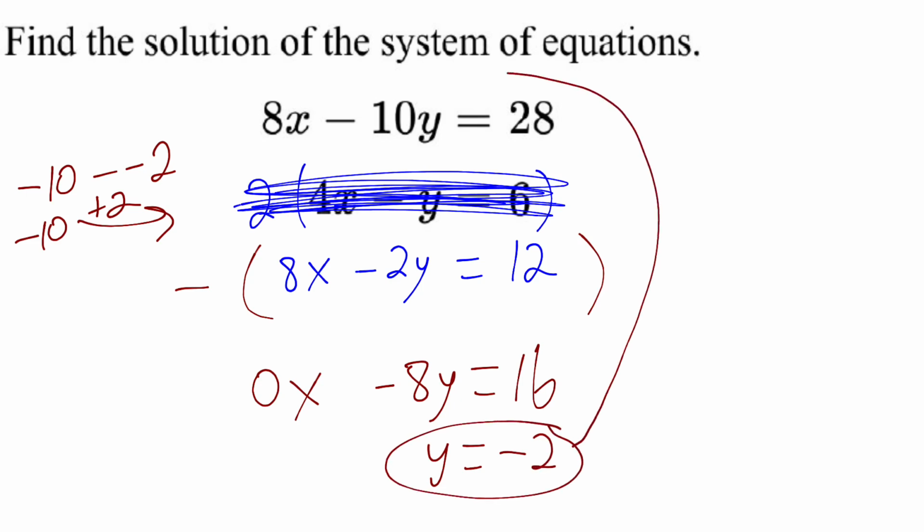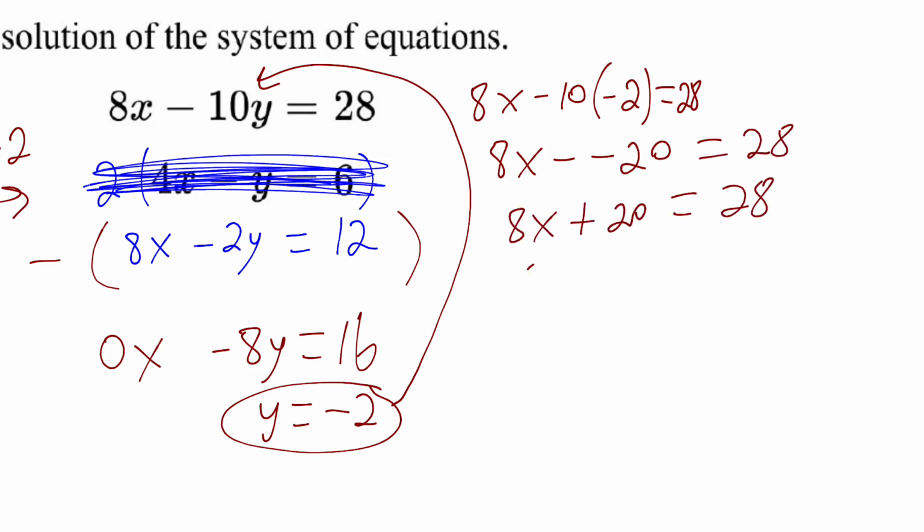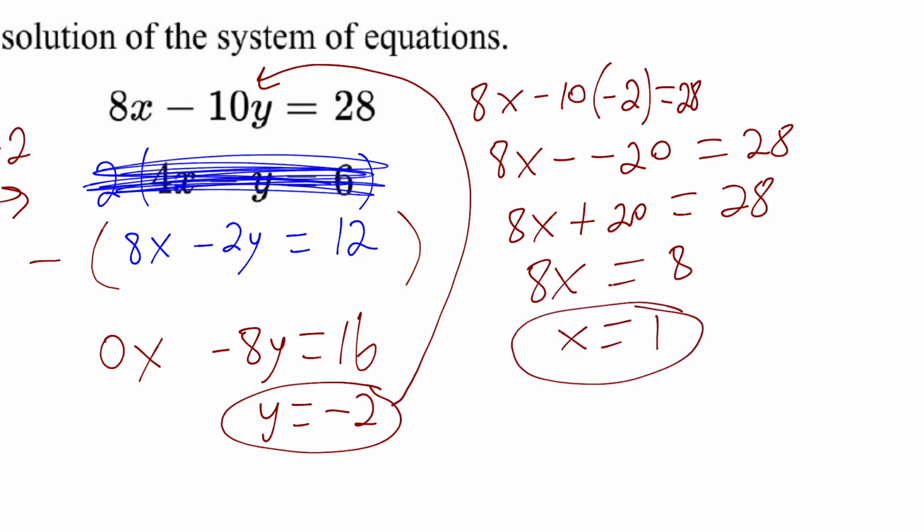I can plug that back into one of my original equations. Let's say the top one. 8x minus 10 times negative 2 is equal to 28. 8x, and here, since I'm subtracting a negative, this is like minus negative 20 is equal to 28, or 8x plus 20 is equal to 28. So if I simplify, I get 8x is equal to 8, or x is equal to 1. I can write my answer as 1, negative 2.